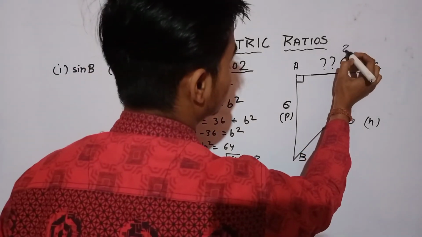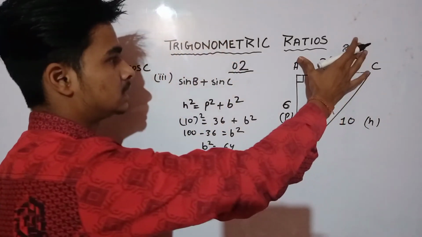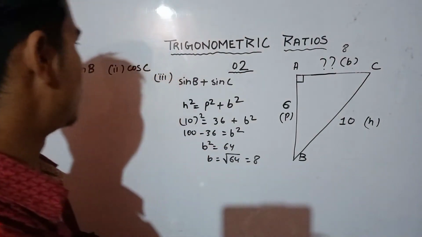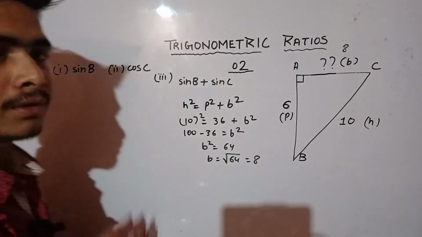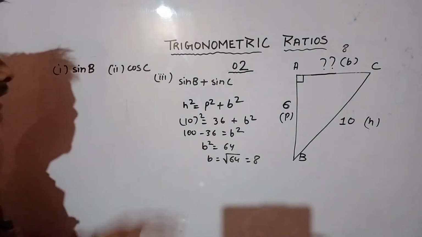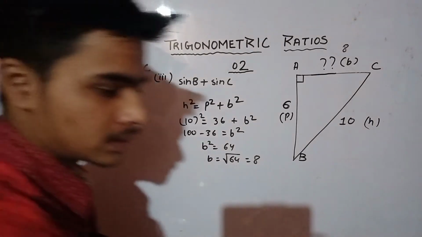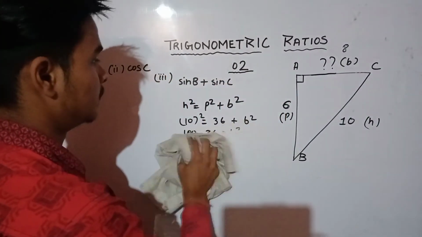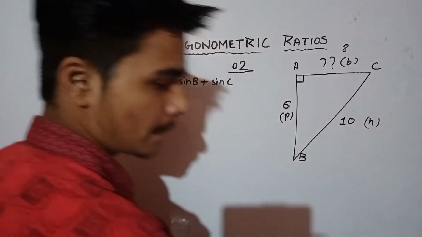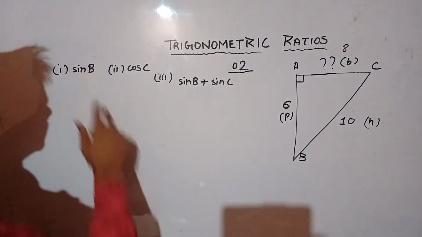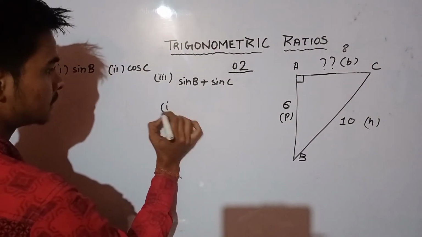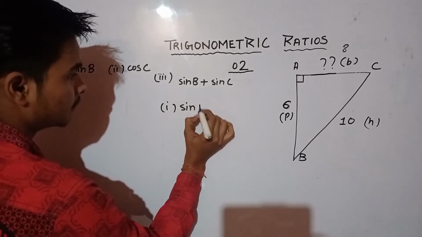So this is 8. The value of this is 8. Now let's see how we will find sine of B, cos of C and sine of B plus sine of C. So let me rub it. The first question is sine of B.